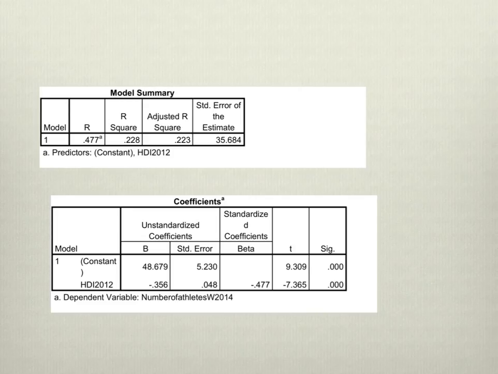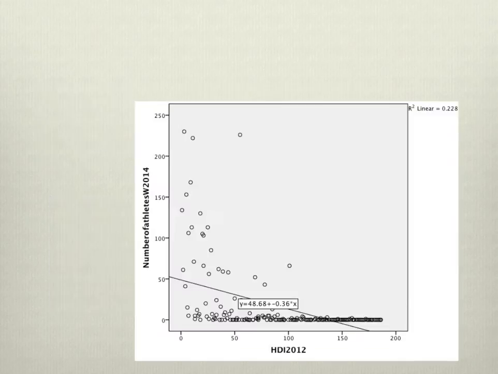It's statistically significant with p equal to 0.000. If I were to construct a formula to predict how many athletes were sent to Sochi, I would use the constant 48.679 plus that nation's score on the HDI times negative 0.356. Here's a graphic representation with a scatter plot with the best fit regression line added.